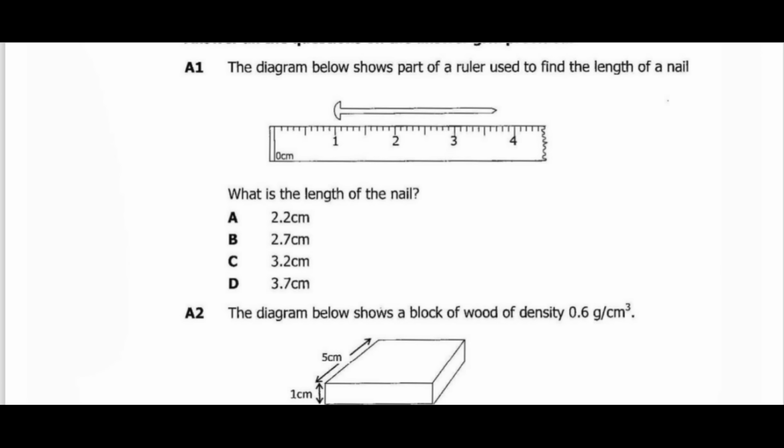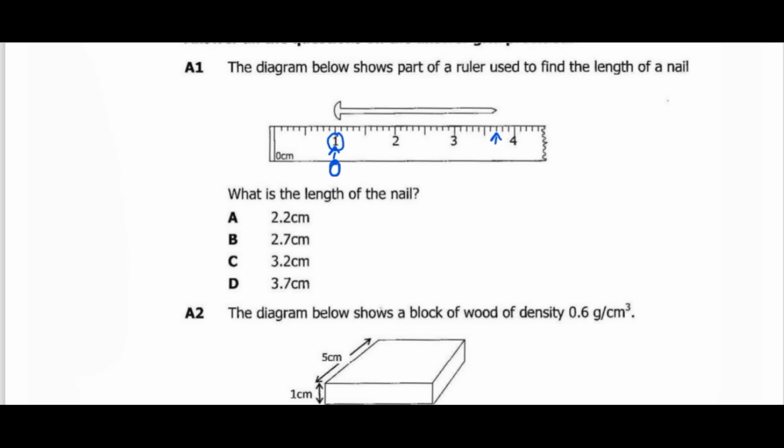The diagram below shows part of a ruler used to find the length of a nail. So we can see that the nail is starting from 1 here, then ending somewhere at this point here. Then the question is, what is the length of the nail? Now the trickiness for this question is you don't have to start counting from 1. Since the nail's placing in the diagram started from 1, consider 1 as 0.